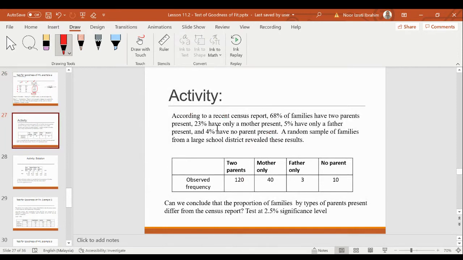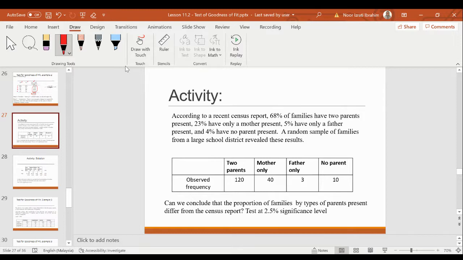Let us look at this activity. According to the recent Kansas report, 68% of families have two parents present, 20% have only a mother present, 5% have only a father present, 4% have no parent present. A random sample of families from the local school district revealed this result. Can we conclude that the proportion of families by type of parent present differs from the Kansas report, at the 2.5% significance level? So according to the Kansas report, you follow the percentages here.